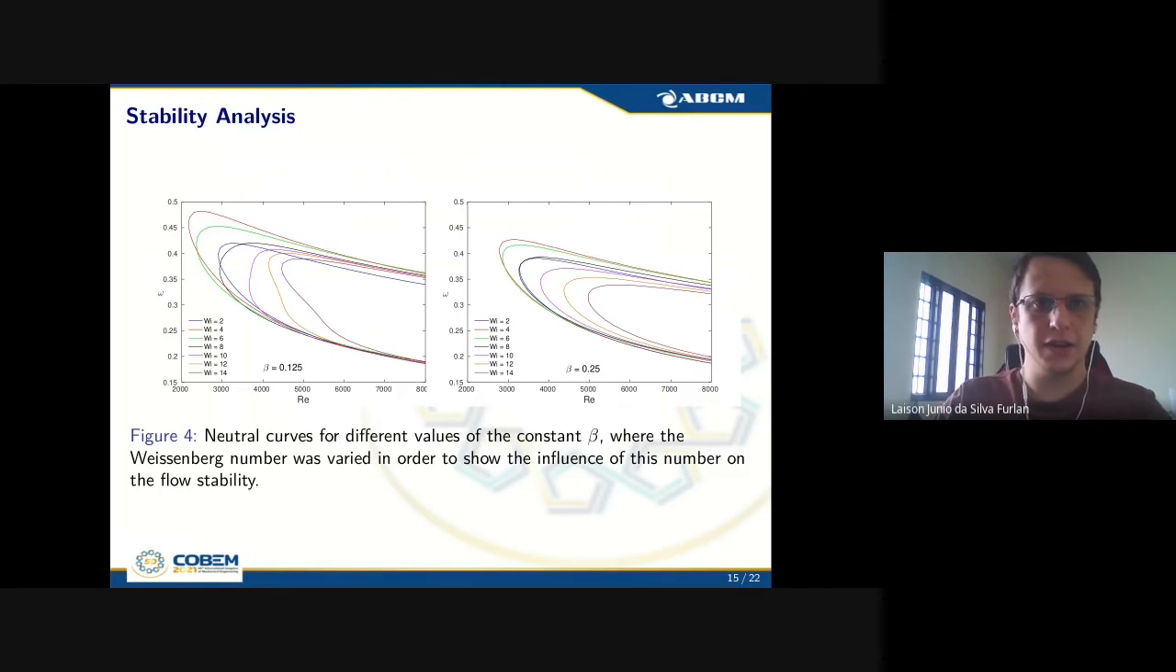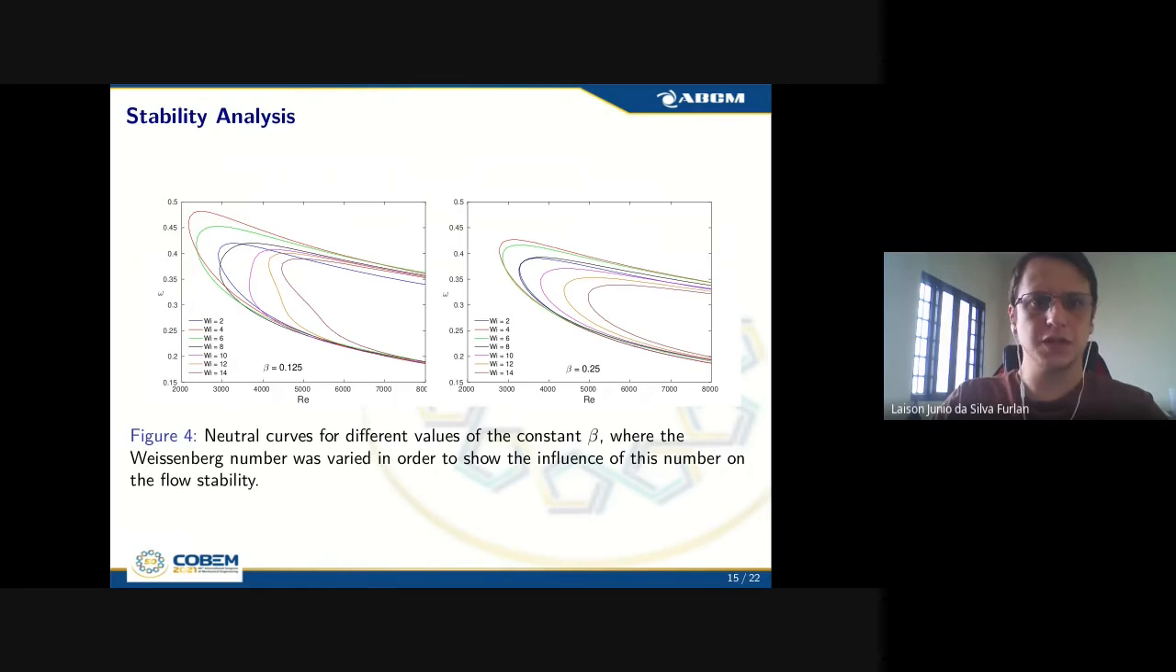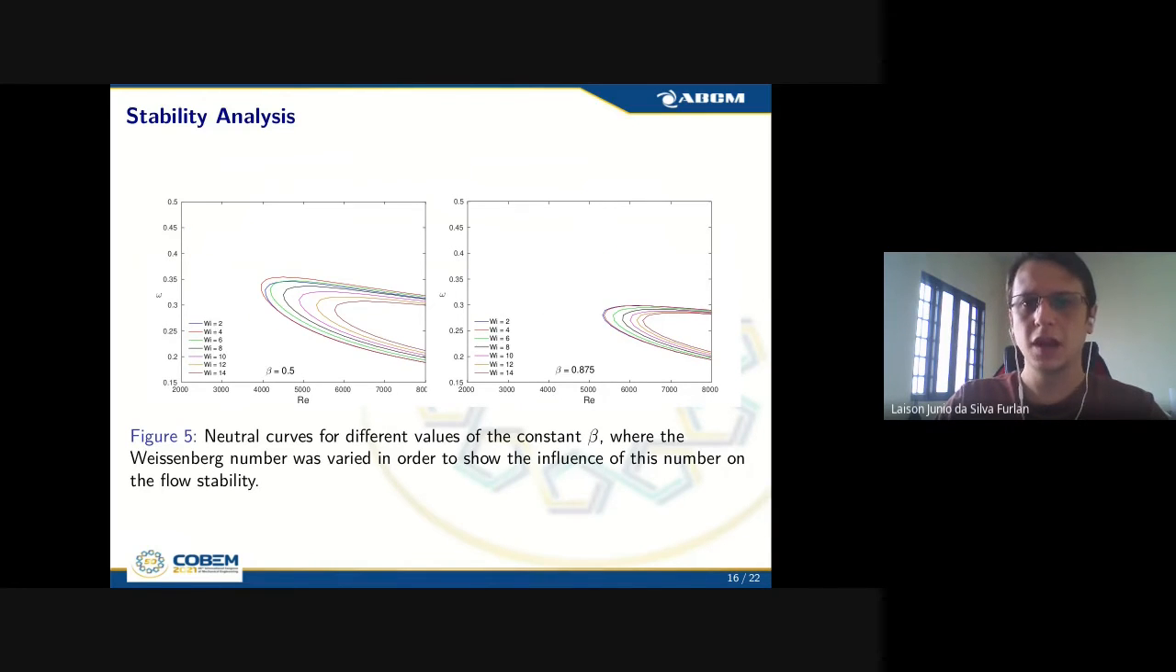Here is presented a variation for Weissenberg number for different values of beta. It's possible to see the Weissenberg effect on the instability region. As Weissenberg is increased, the instability region increases and then decreases. It happens for beta 0.125, 0.25, and 0.5. For beta 0.875, it doesn't happen.